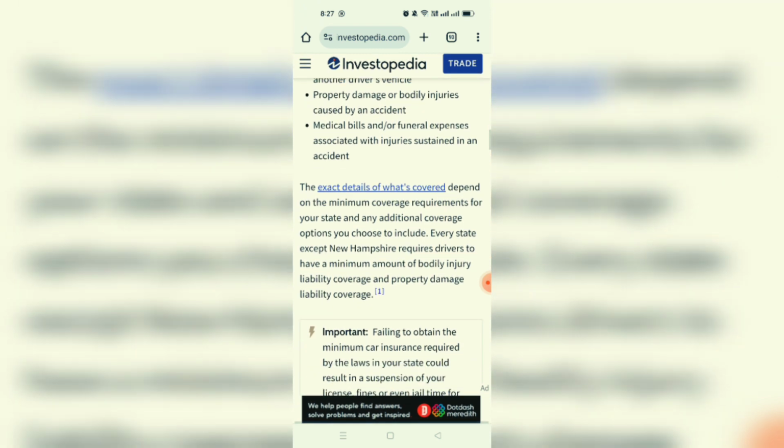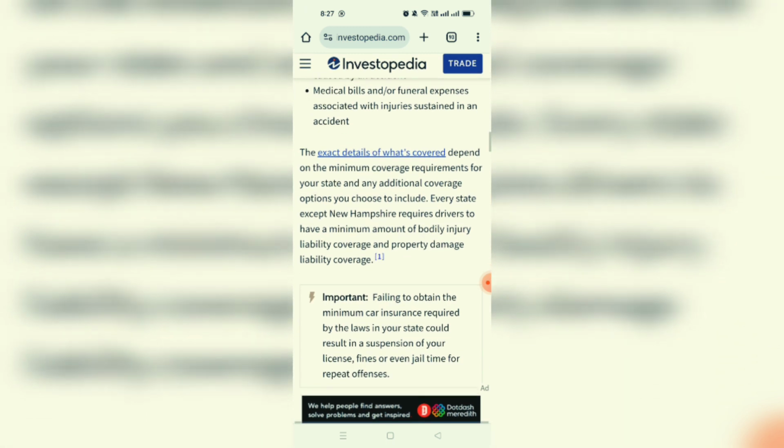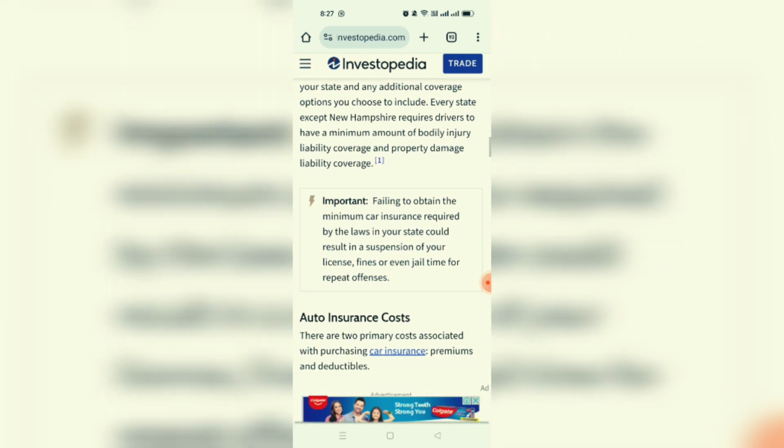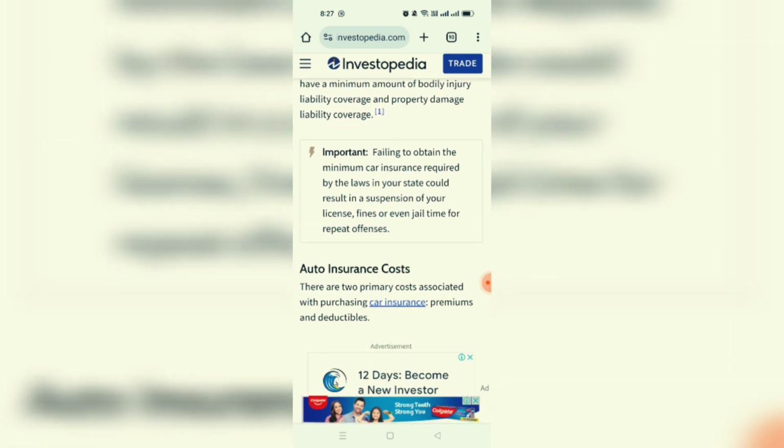Every state except New Hampshire requires drivers to have a minimum amount of bodily injury liability coverage and property damage liability coverage. Important: failing to carry the car insurance required by the laws in your state could result in a suspension of your license, fines, or even jail time for repeat offenses.